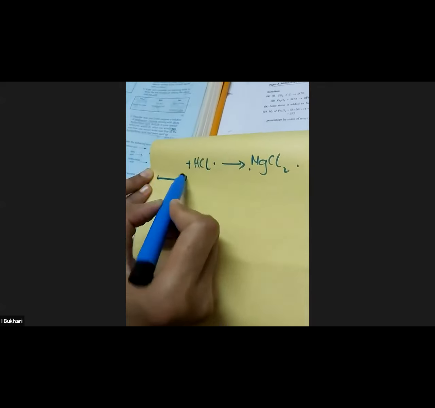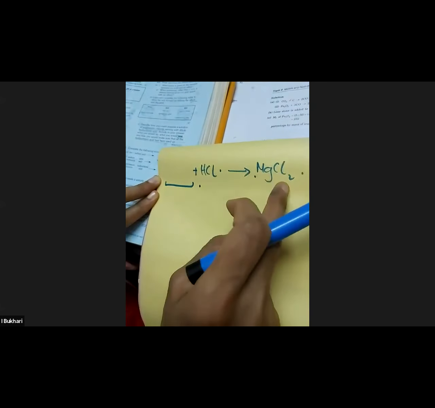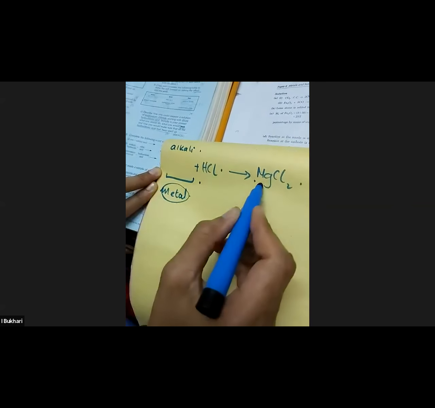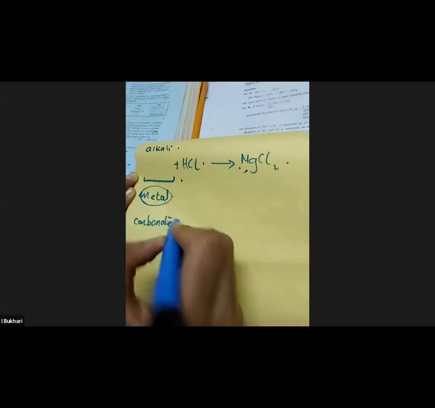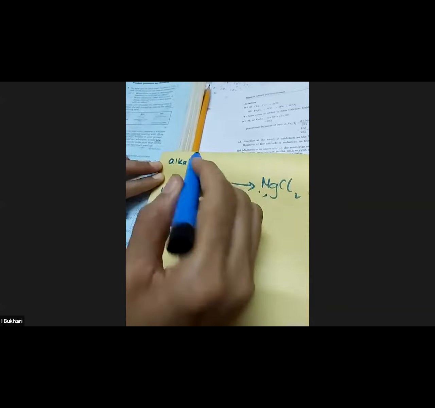So what are the 3 ways you can make this magnesium chloride? You can use an alkali, you can use a metal, the metal would be magnesium, and you can also use a carbonate. Remember, these are the 3 reactions we have studied to make a salt. We can use alkali, metal, or carbonate, right? So which one do you want me to do? Alkali, metal?